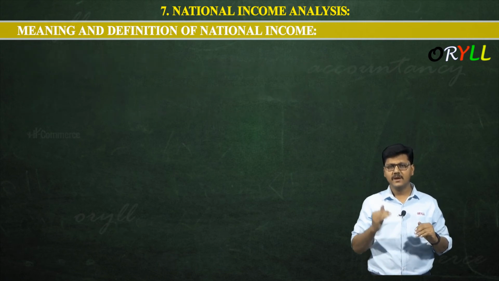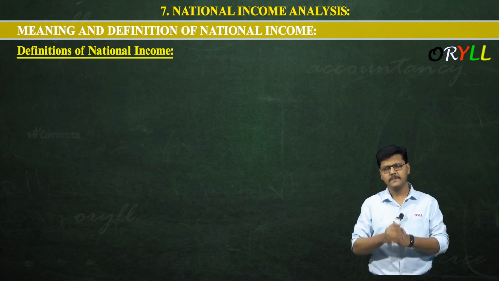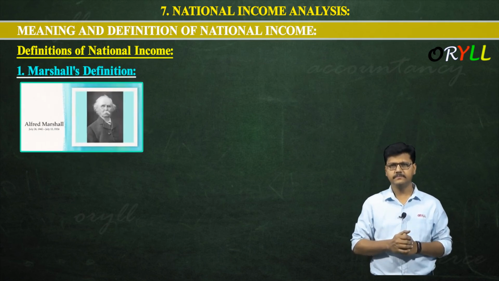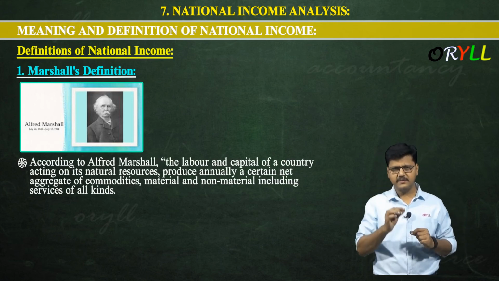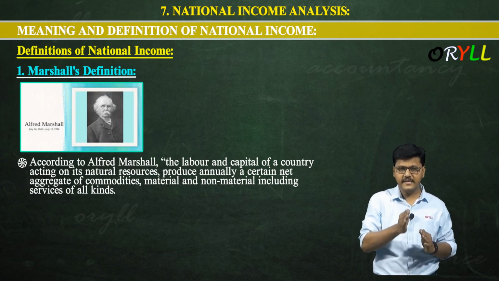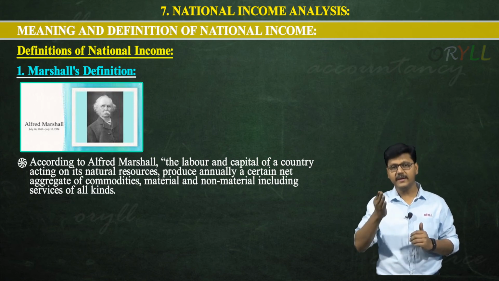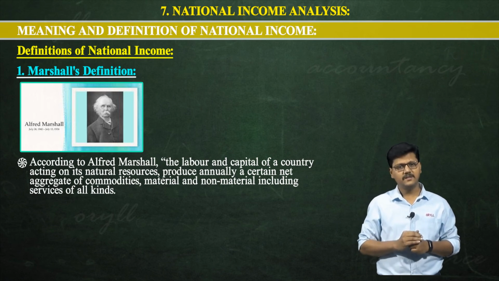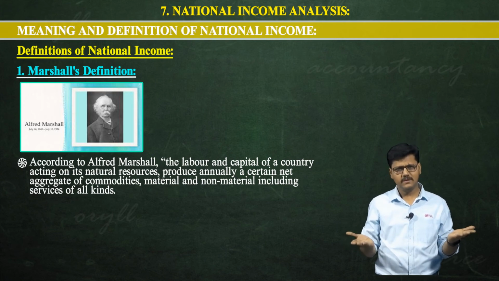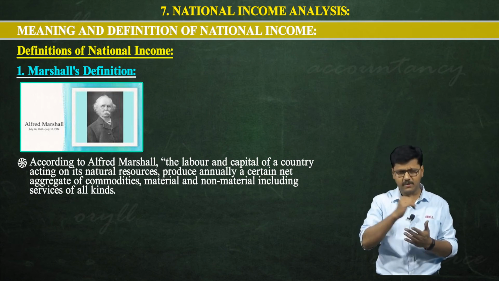Now we are going to see different definitions given by different eminent personalities in economics. First one, Marshall's definition. According to Alfred Marshall, the labor and capital of a country acting on its natural resources produce annually a certain net aggregate of commodities, material and non-material, including services of all kind. It is called national income. So, it also says the same: final value of all goods and services produced in a country.